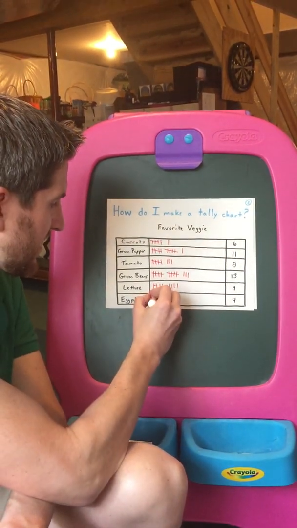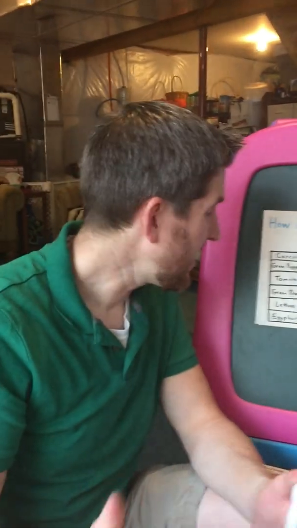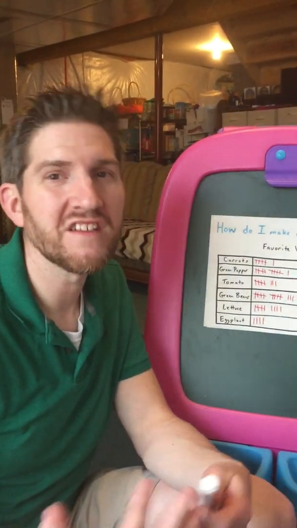And eggplant got the least amount of votes. It's just 4. All right, I'm hoping you've learned that before in 2nd grade. I'm hoping we've talked about that enough this year that it should be very familiar. So we're not going to spend a lot of time on that.